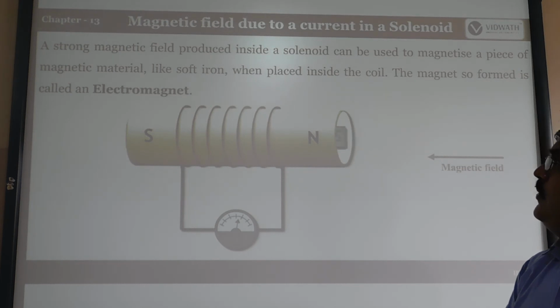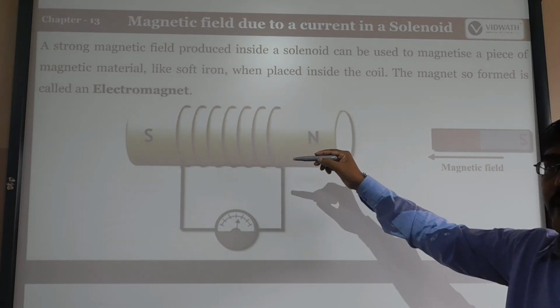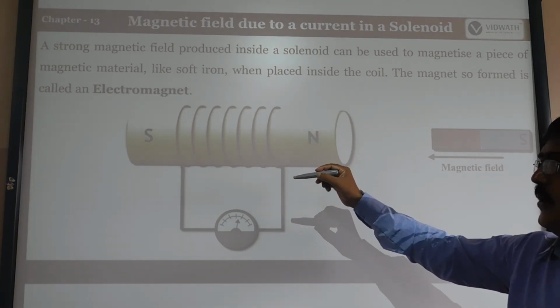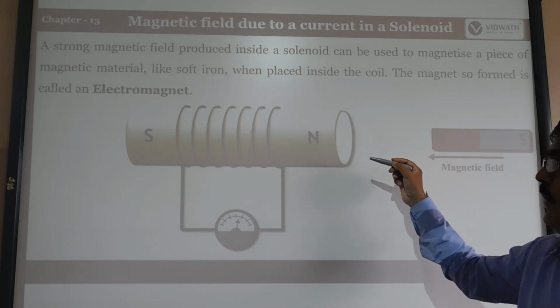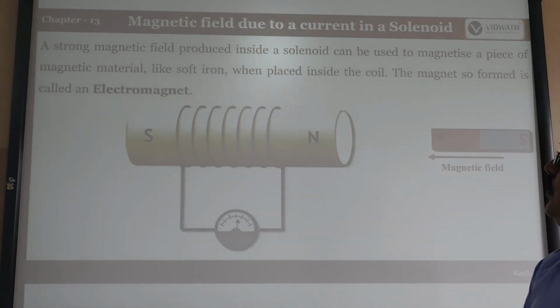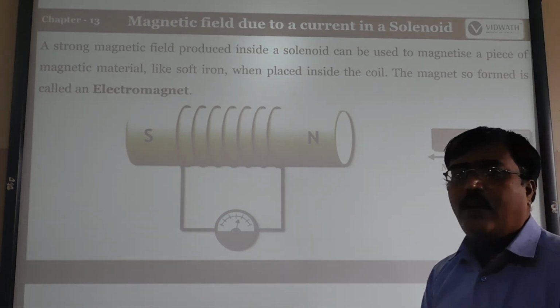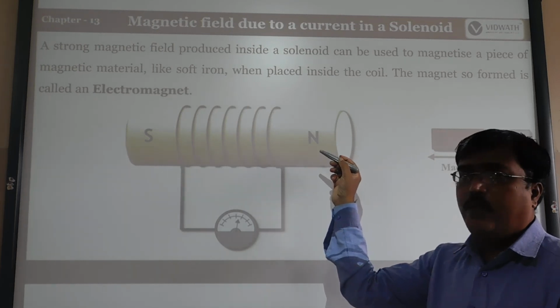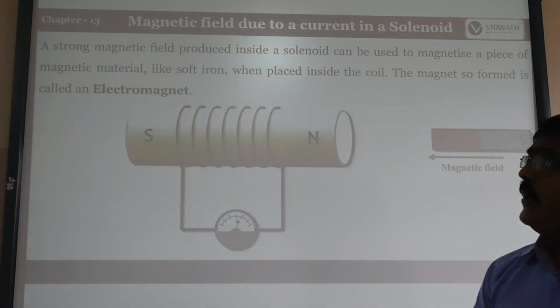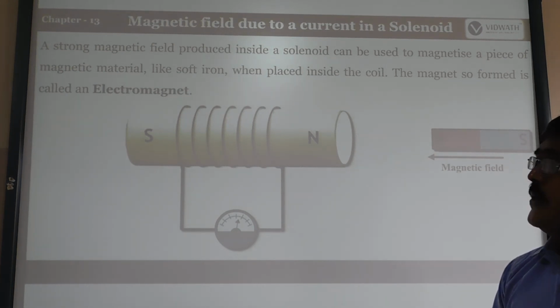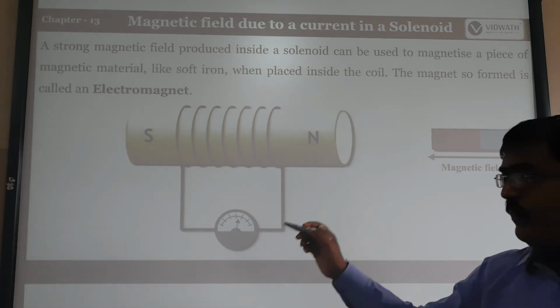A strong magnetic field produced inside a solenoid can be used to magnetize material. In this diagram, or with this type of solenoid, we can put a magnet here. So what happens? You place it inside the coil, and the magnet is so formed. This is also called an electromagnet. If you take iron or any magnetic material inside this solenoid, it should act like a what? Electromagnet. So a strong magnetic field produced inside a solenoid can be used to magnetize magnetic material like iron, so it acts like an electromagnet.